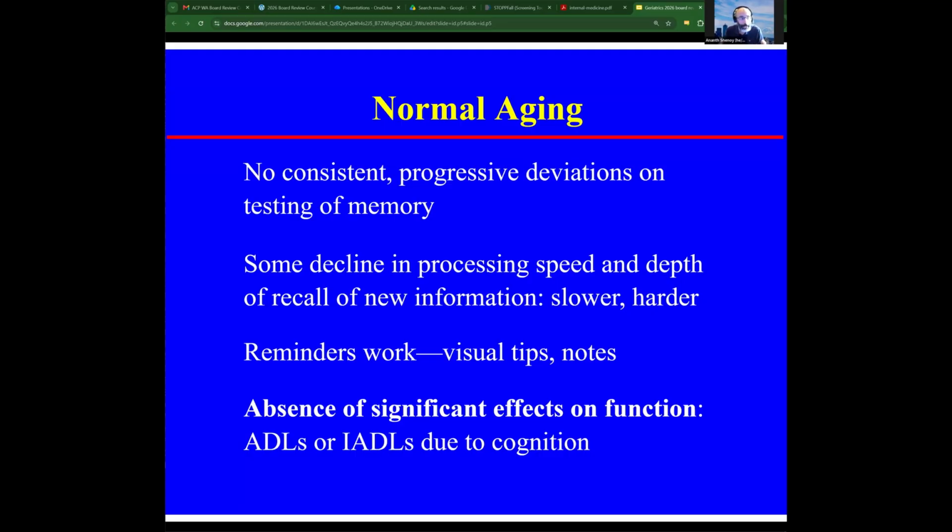And sometimes learning new information can be a little bit slower and a little bit harder. Some of the key points is that this doesn't impact function significantly. So the activities of daily living and the instrumental activities of daily living are not limited or impacted. And generally, there are workarounds like reminders, visual tips, notes. All of those things can help. So those are characteristic of some of the cognitive and memory changes that go with normal aging.